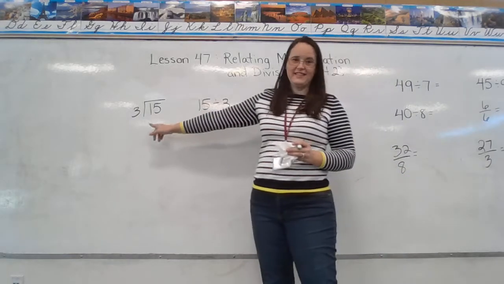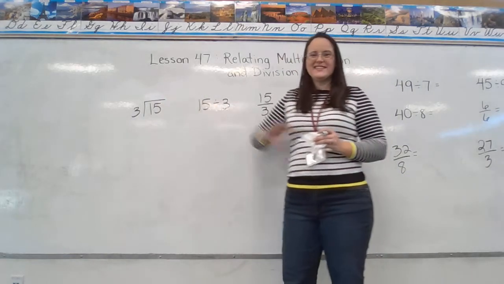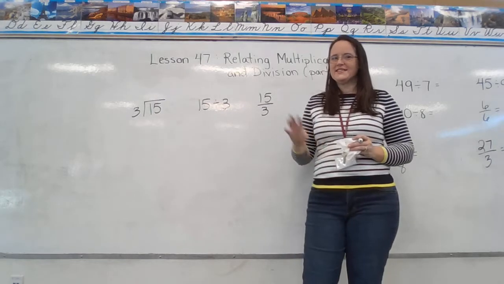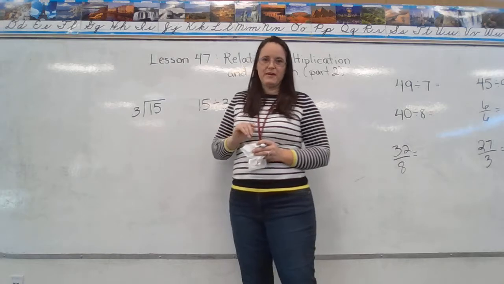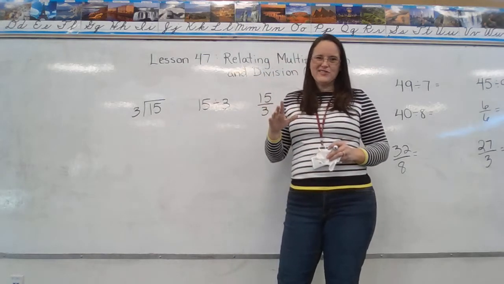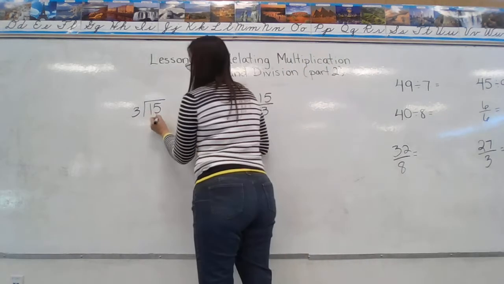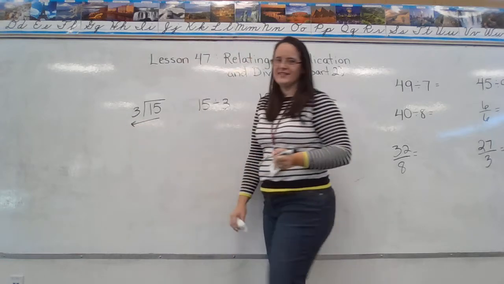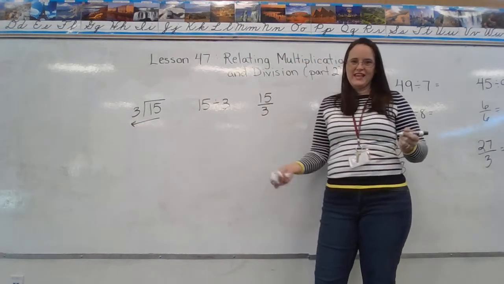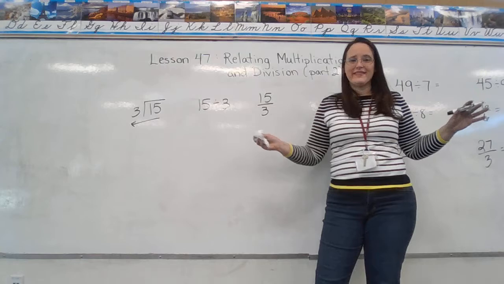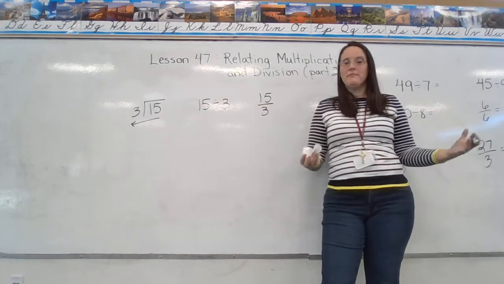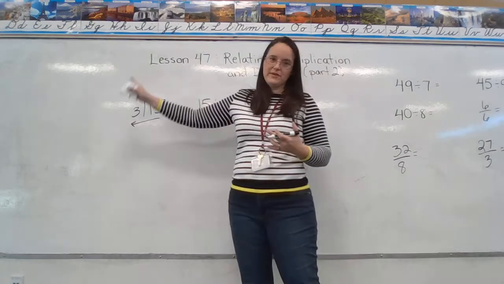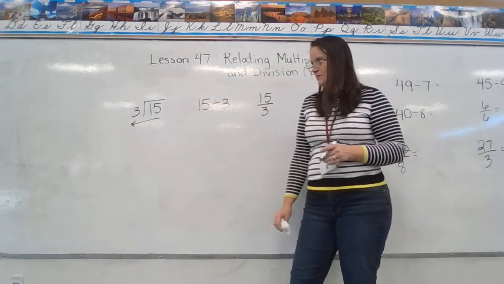We can write it in the house. Now, this tends to confuse kids when we're reading it. They'll want to say 3 divided by 15, but the house is a little strange. We read it this way. Instead of left to right, we go right to left, which is not how we do anything else in reading, in English, in math, but it is how we read this particular type of division problem.